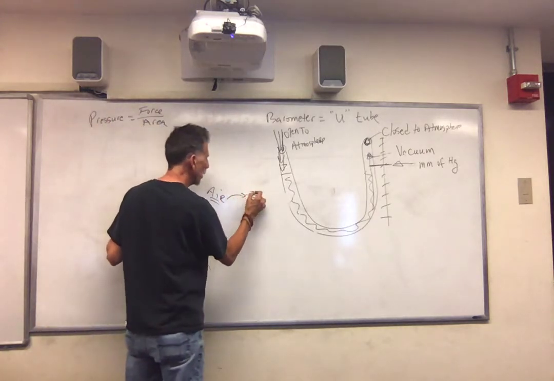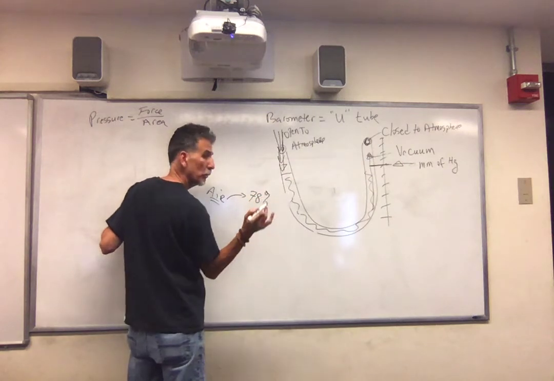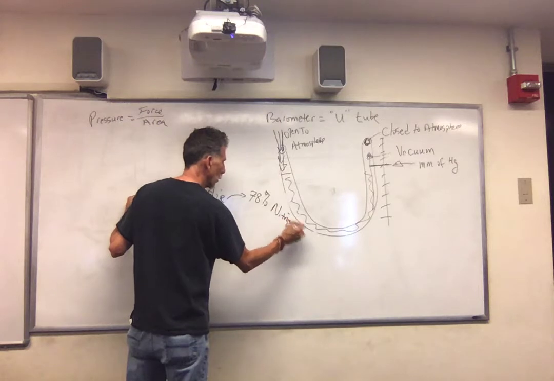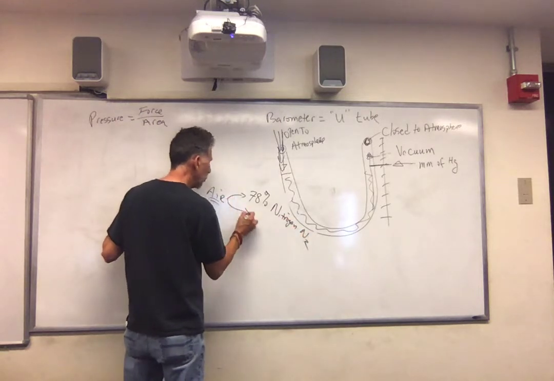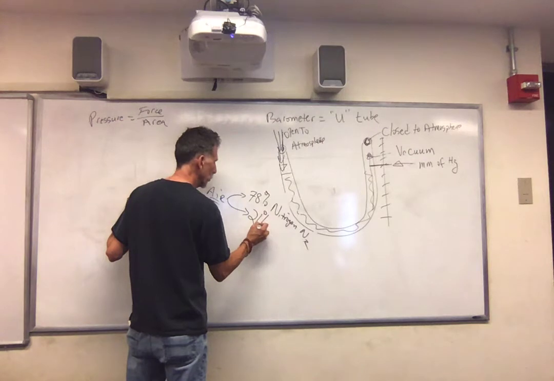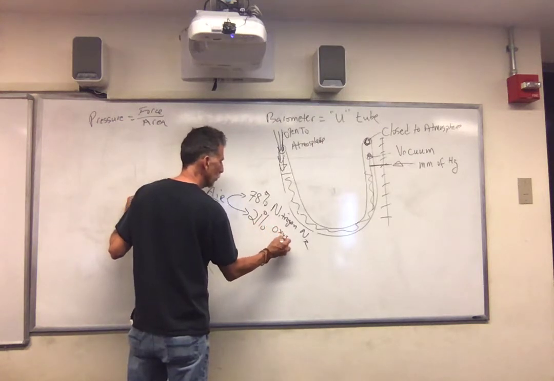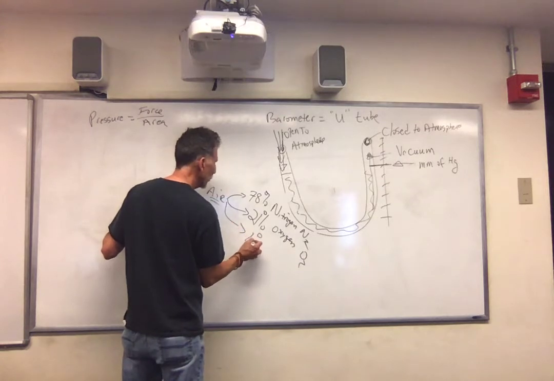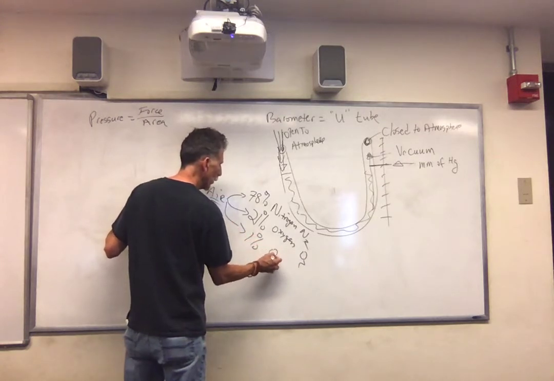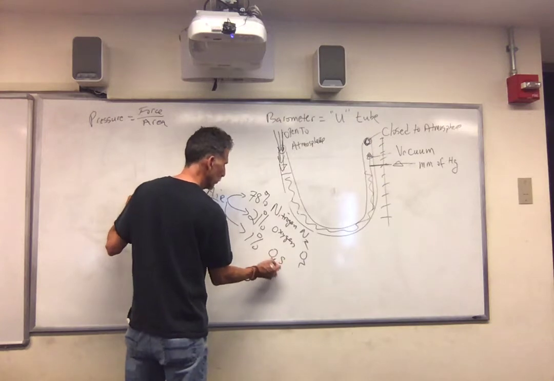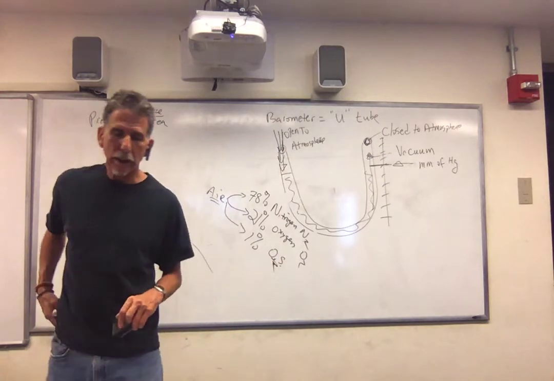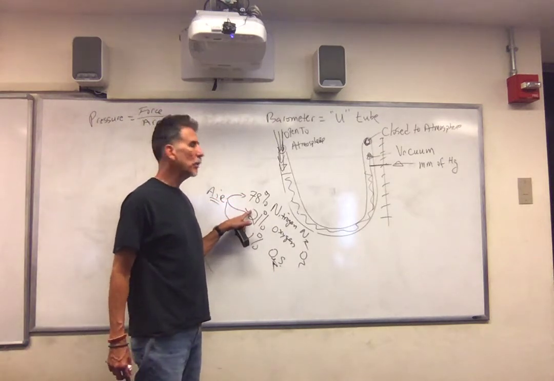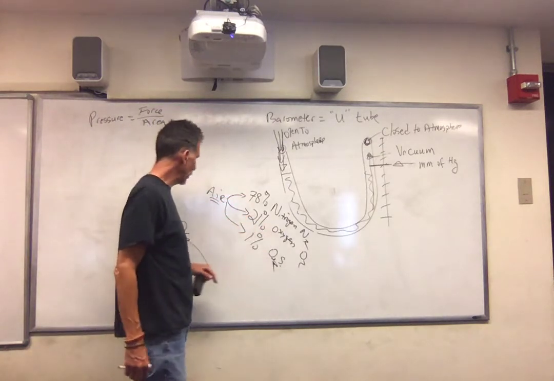It's approximately 78% nitrogen, N2, nitrogen molecule. About 21% oxygen, O2. And about 1% other stuff: methane, carbon dioxide, and other things. So it's primarily made of nitrogen and oxygen.